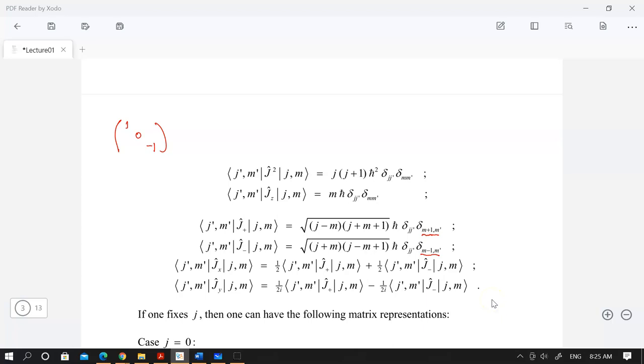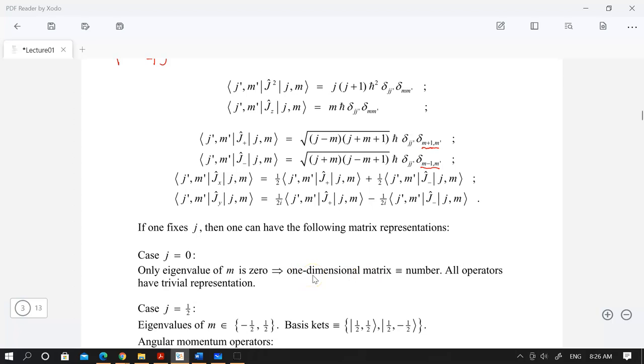So at J equals zero, for example, we can start writing down the matrix elements. Your J is fixed, you simply vary your M, and remember that M goes from minus J to plus J, where the maximum is actually J. But since J is zero, there's only one eigenvalue of M, which is zero. So in other words, there's only a one by one matrix, which is essentially a number.